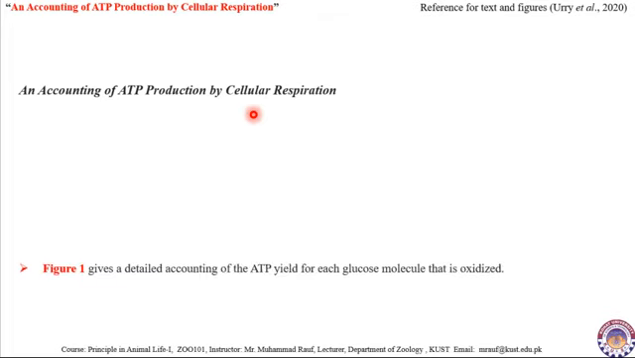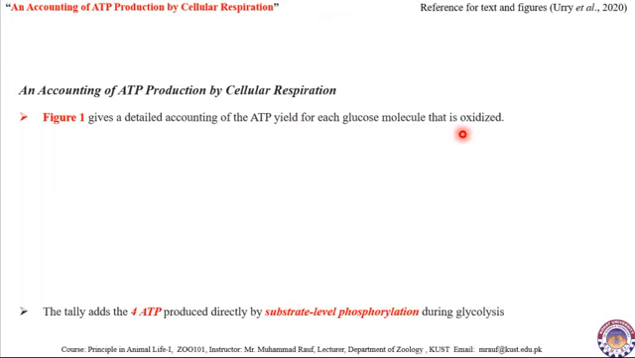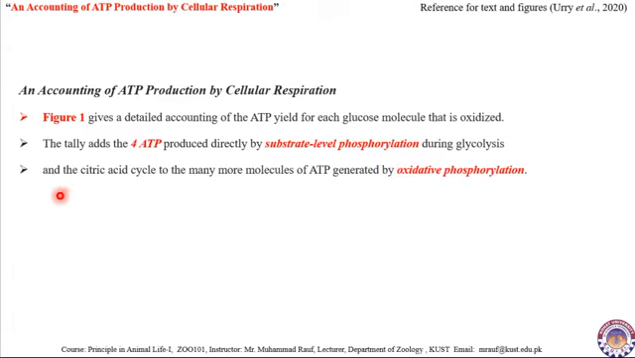Now, figure 1 gives a detailed accounting of the ATP yield for each glucose molecule that is oxidized. The tally adds the 4 ATPs produced, 2 in glycolysis and 2 in the 2 citric acid cycles, and all 4 are produced through substrate level phosphorylation, to the many more molecules of ATP generated by oxidative phosphorylation. So remember that the major chunk of ATPs is produced through oxidative phosphorylation in mitochondria.